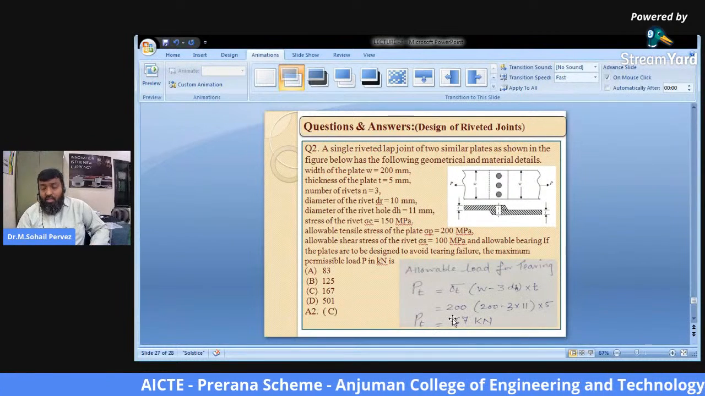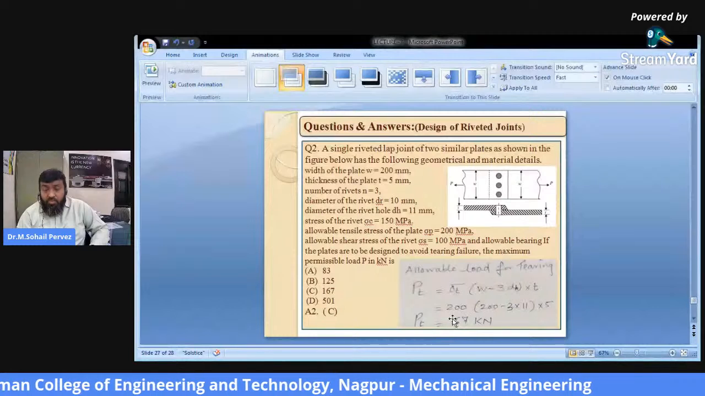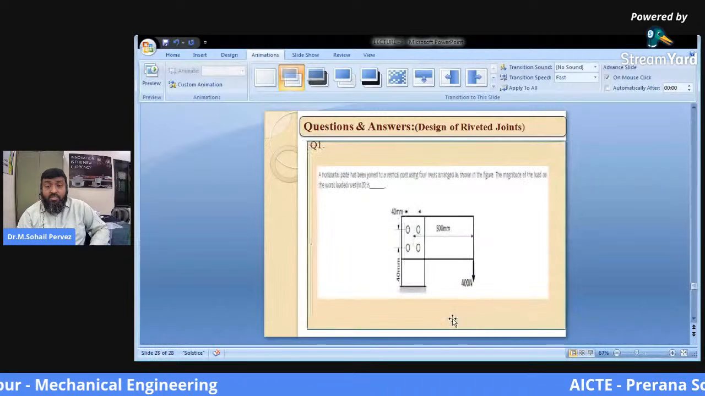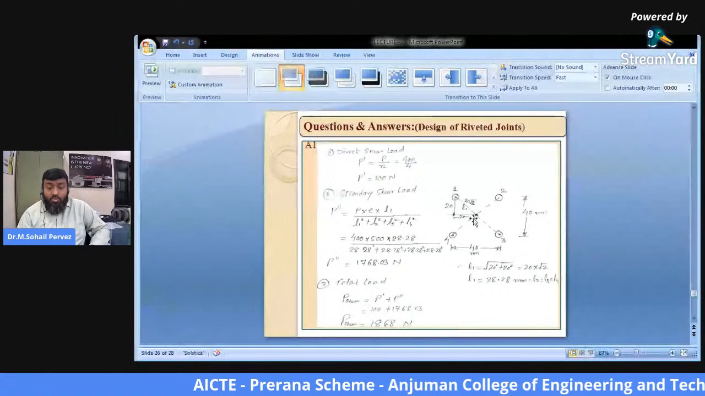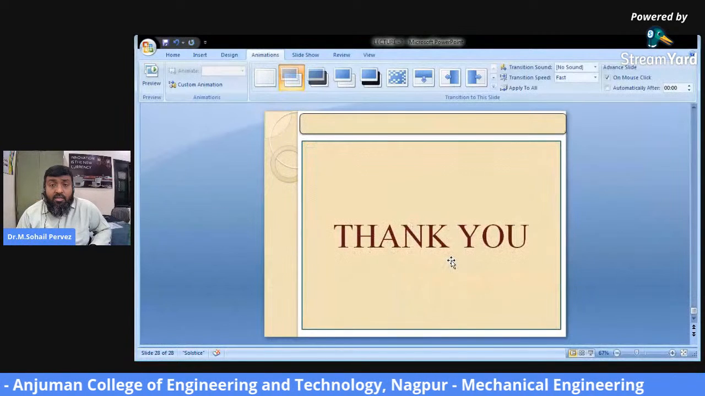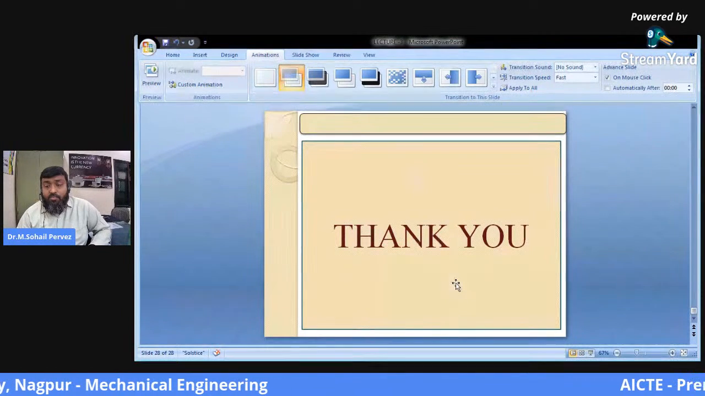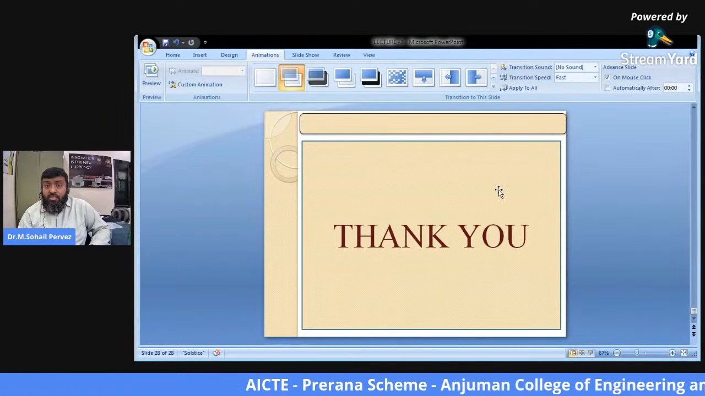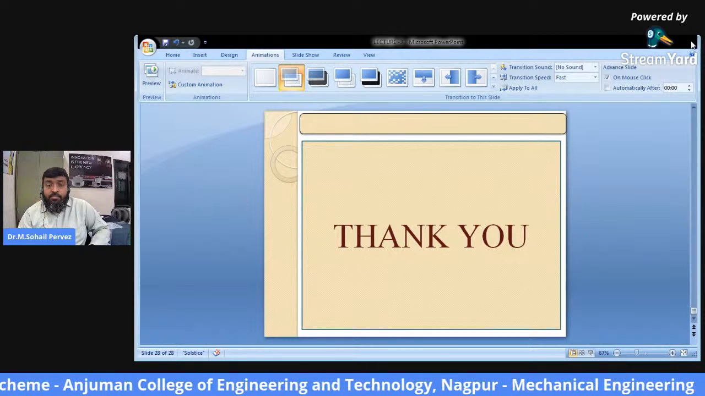So I hope we have understood these 2 problems for 2 marks as far as riveted joints are concerned, and this is the basic explanation. Thank you so much for attending this lecture on design of riveted and welded joints. Now we will shift to lecture number 4, that is very important and the last lecture in the series as far as design of elements are concerned.